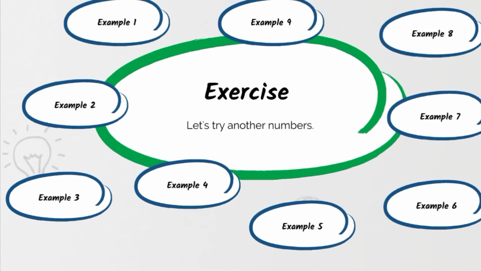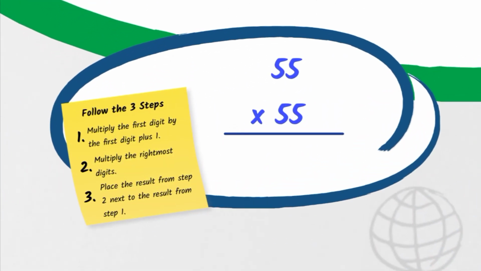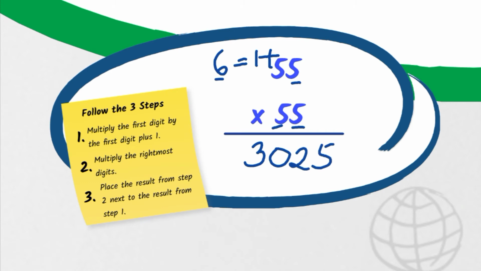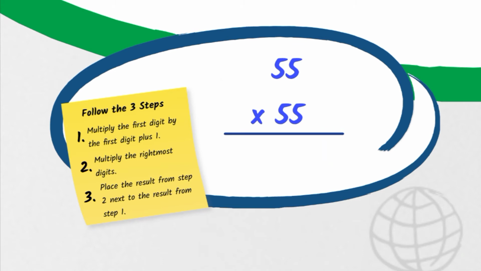Next, example number 4. 55 times 55. Step 1, multiply the leftmost digit by the digit plus 1. So this is 6, and 5 times 6 is equal to 30. Then multiply the rightmost digits. 5 times 5 is equal to 25. 55 times 55 is equal to 3025.